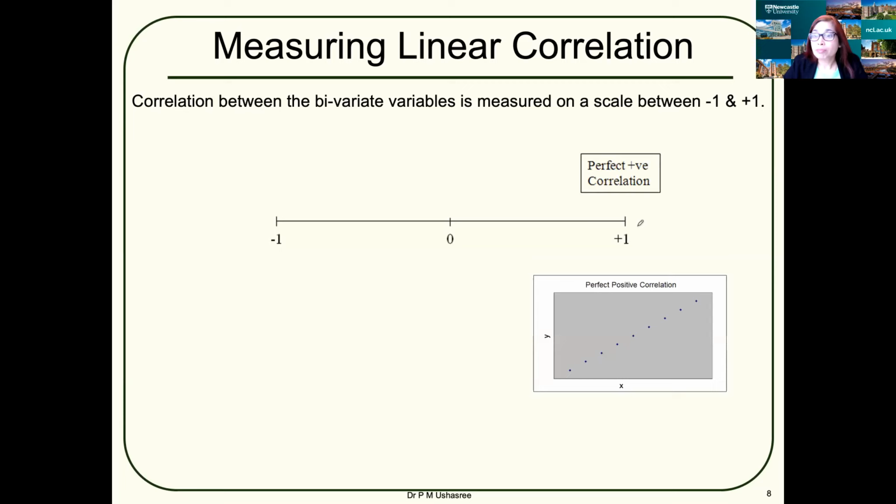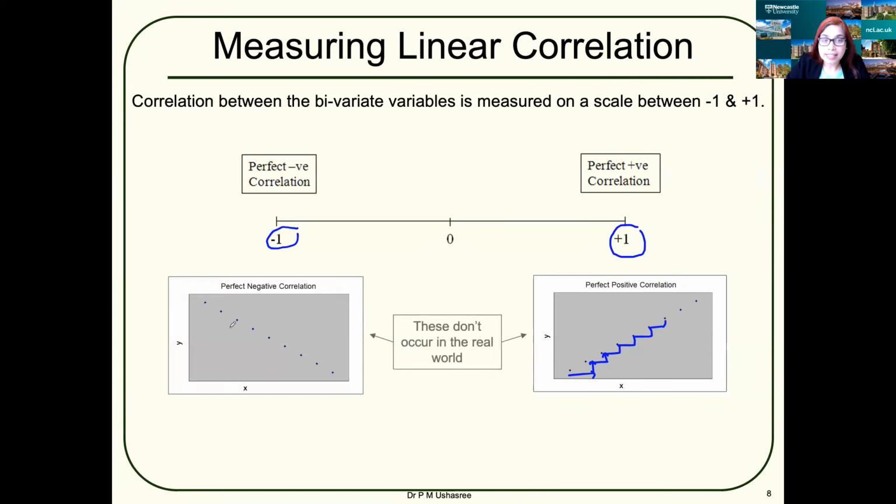So if the correlation coefficient is +1, that is a perfect positive correlation. That is, as x increases, y increases. That's a positive correlation.